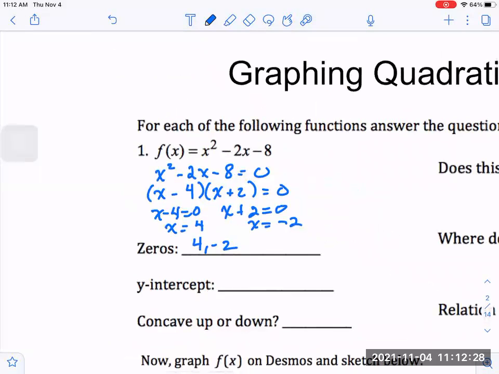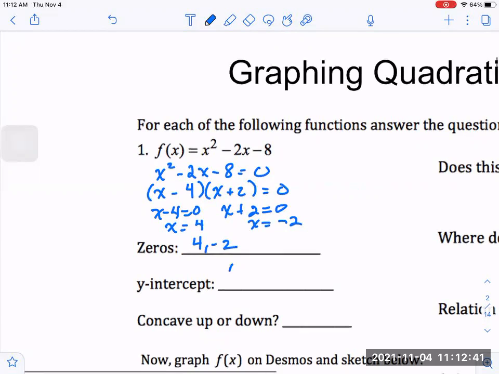How can I look at that function and tell what the y-intercept is? Yeah, it's your constant value. Now remember, a y-intercept is a point on a graph. It is an ordered pair. 0 and -8 is my y-intercept.